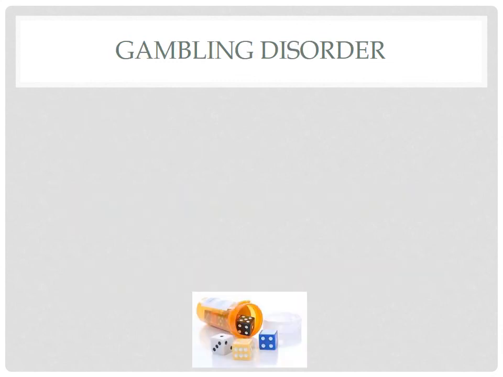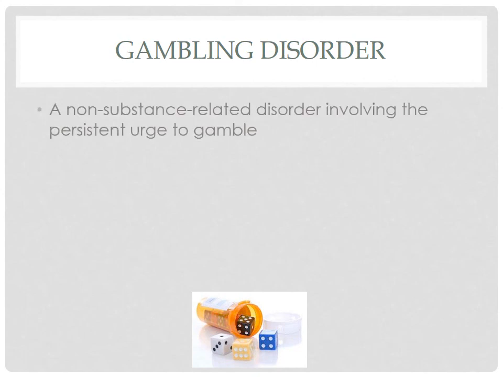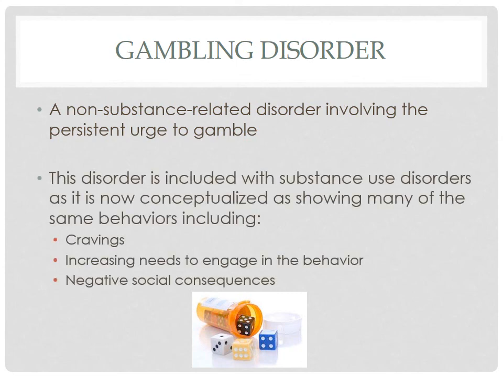So, gambling disorder is often linked with the substance use disorders. This is obviously a non-substance related disorder involving the persistent urge to gamble. And it's now included with substance use disorders because it's conceptualized as showing many of the same behaviors as the other substance use disorders, right? So we have the experience of cravings, the increasing need to engage in the behavior, and negative social consequences that can come about. So the loss of family, loss of financial security, other forms of impairment that can come about.